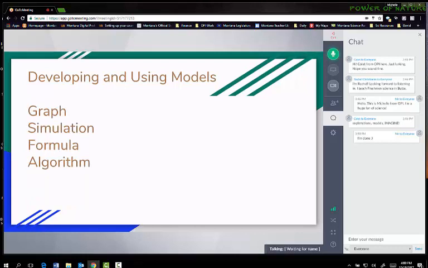So then there's a few other words that we do not see in developing and using models, and my question is, are these models? Because we have a completely separate practice for this, as recommended to us by the National Research Council, and that's using mathematics and computational thinking. And so is a graph, a simulation, a formula, or an algorithm also a model?